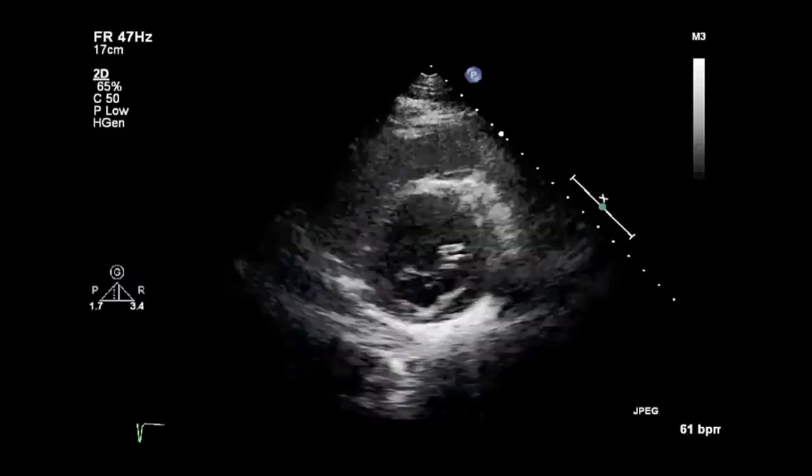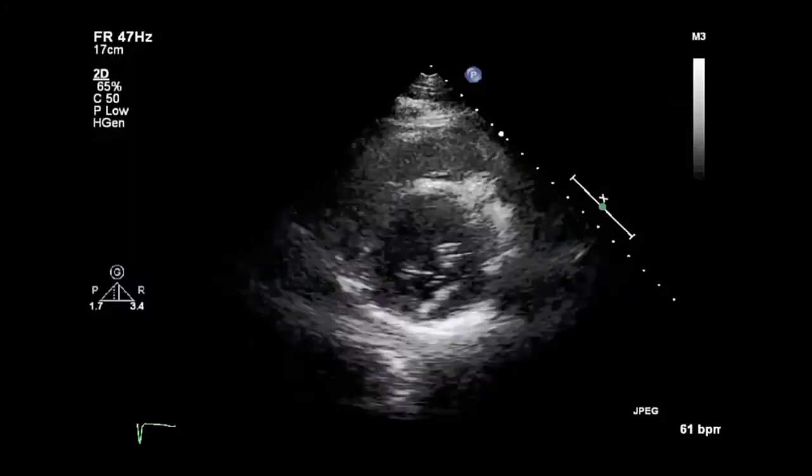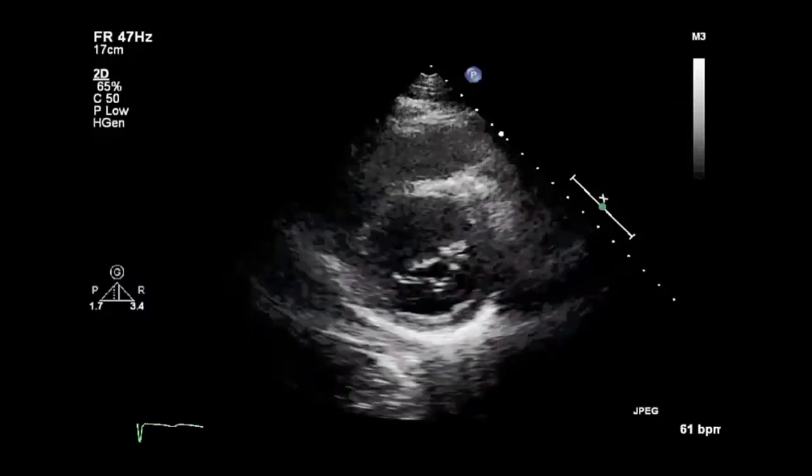In summary, remember the coronary blood supply to the heart. Assess the heart in multiple views when determining EF and RWMAs.